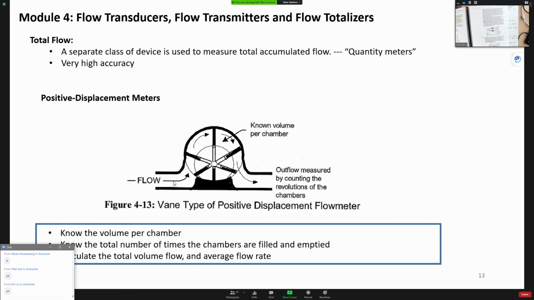This side will fill the chamber, and this side will empty the chamber. By counting how many times per minute the chamber is rotating, you know how much volume, or how much total material, goes through. That's how they calculate it. There's not too much more on that, I guess.